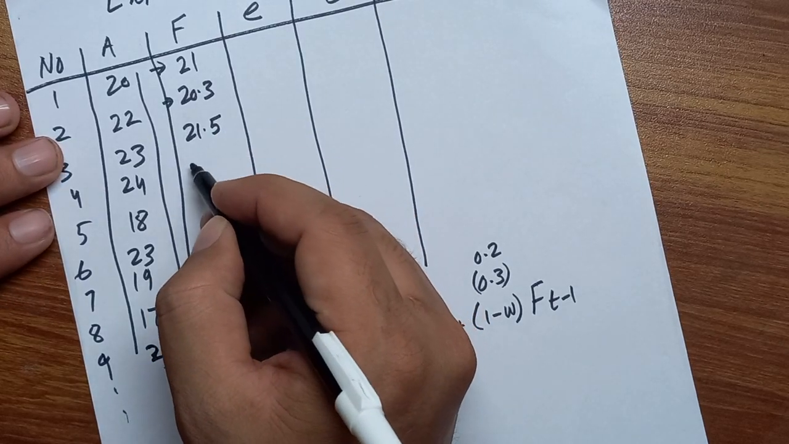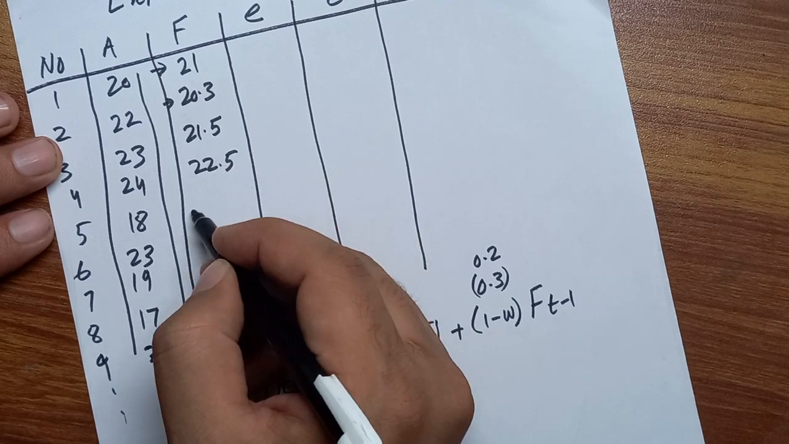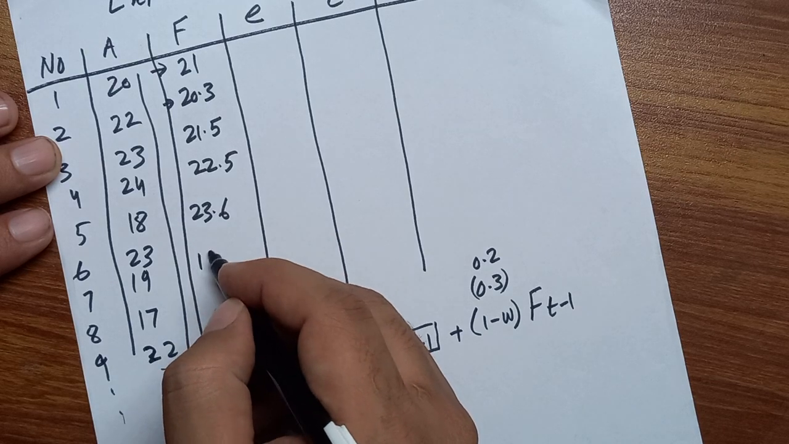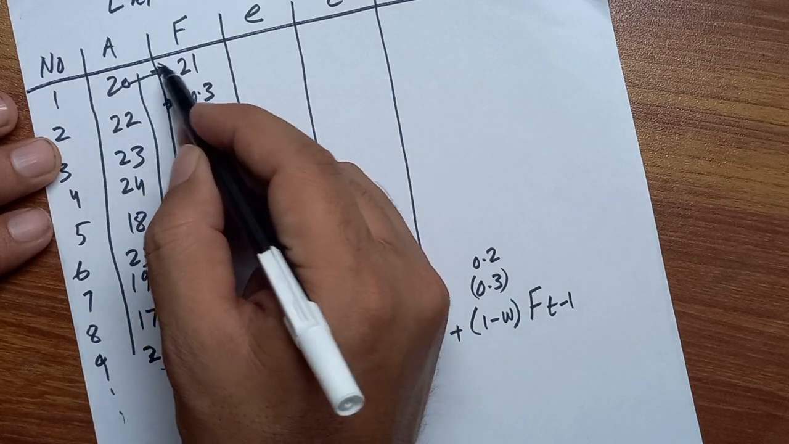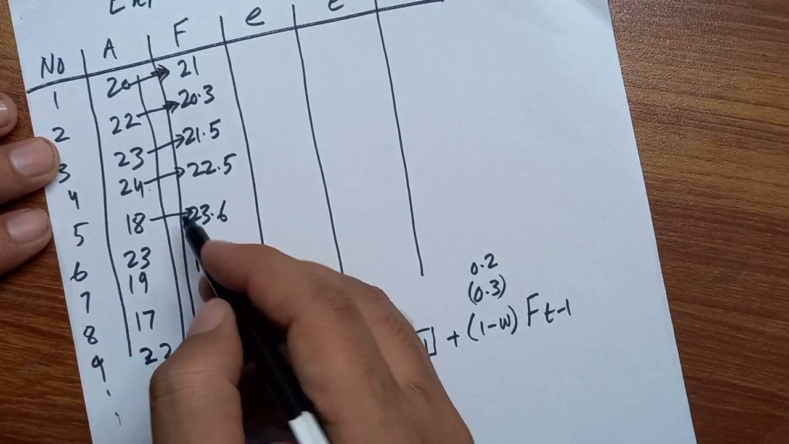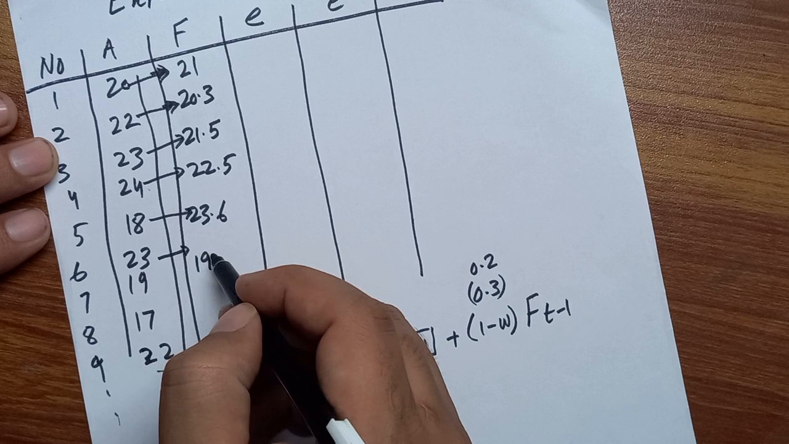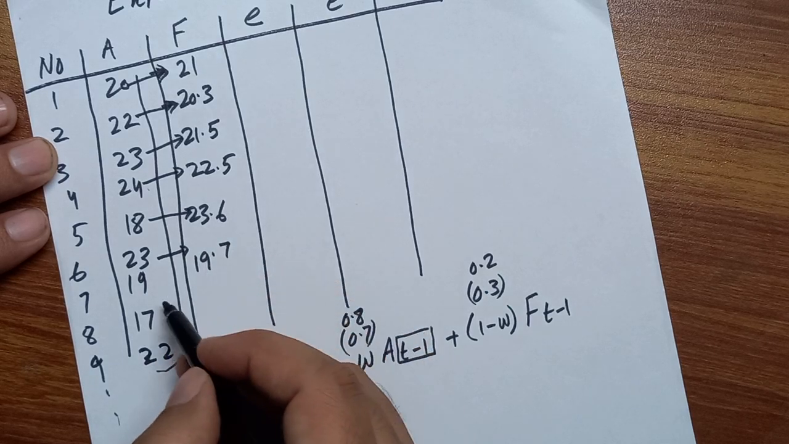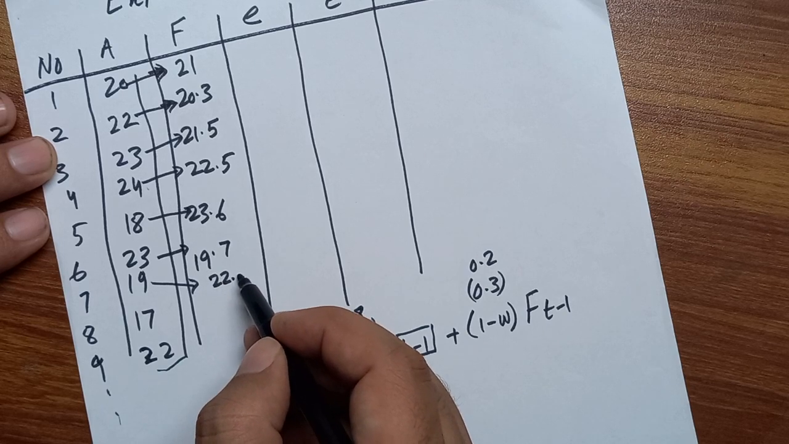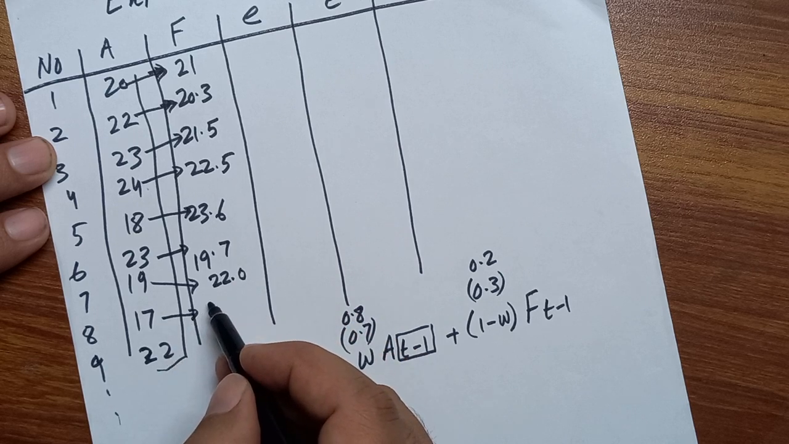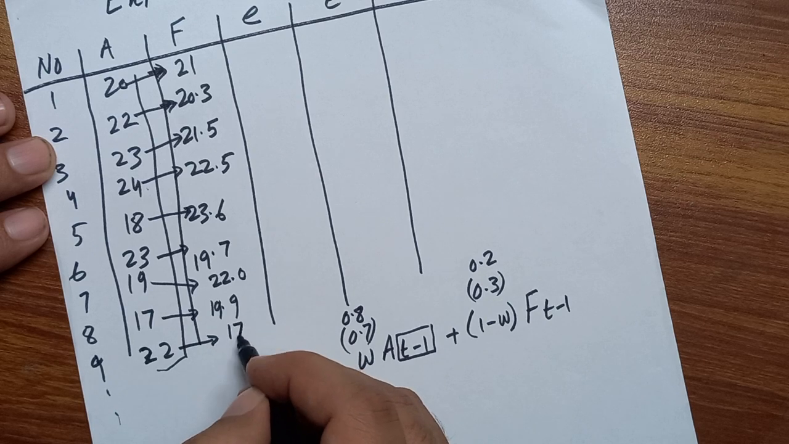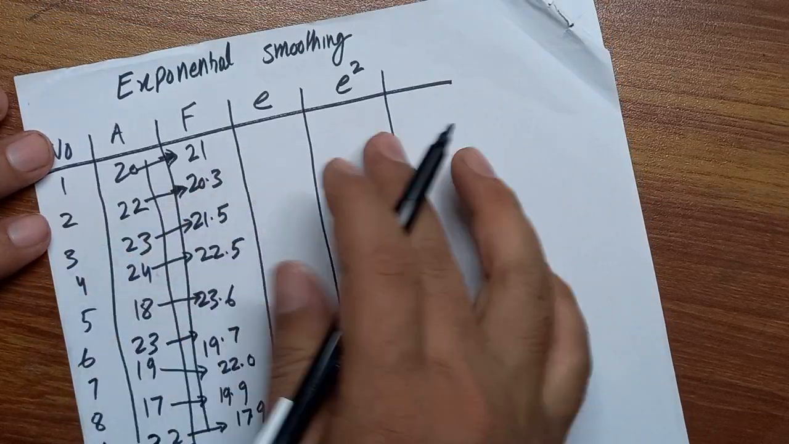So we will have 22.5, we have 23.6, we have 19, this is for this year, this is for this, and for this year we have 19.7, for this year we have 22.0, for this year we have 19.9, for this year we have 17.9. So now we will find the error.